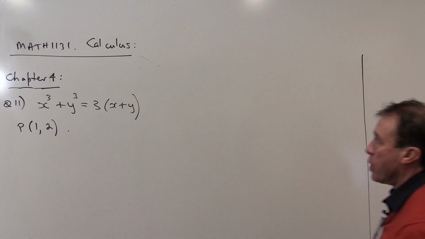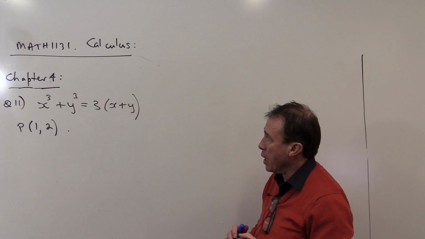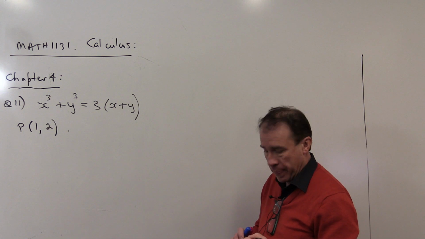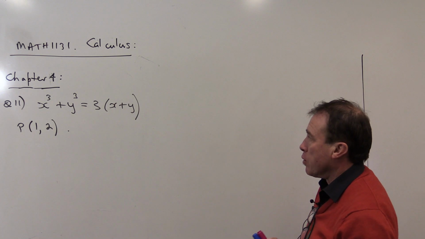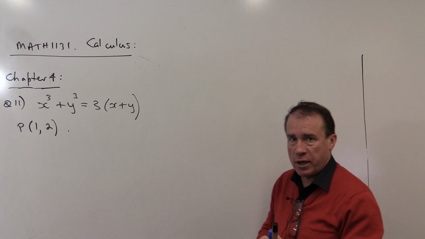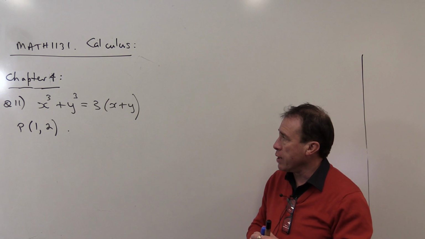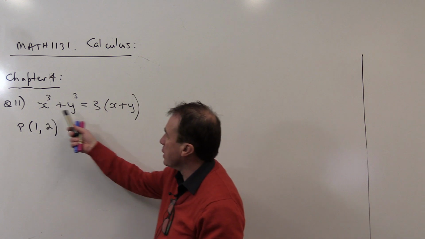Hello, this is Maths 113 Calculus. We're having a look today at Chapter 4 and Question 11. So this involves what is called implicit differentiation, is the fancy name for it. So in this question we're given a curve implicitly defined.